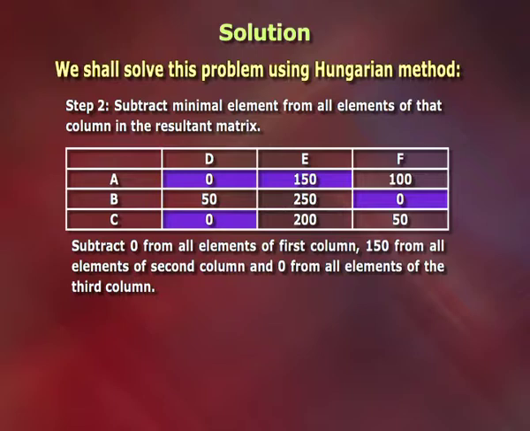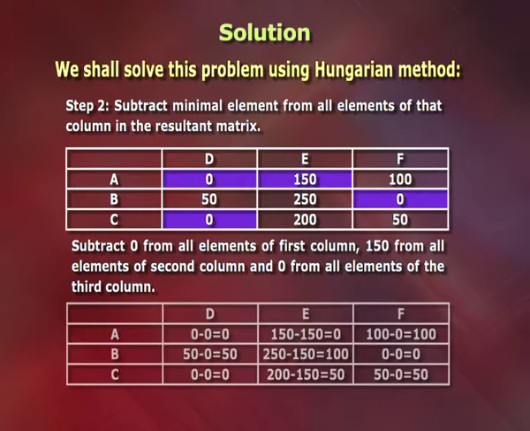So subtract 0 from all elements of the first column, 150 from all elements of second column, and 0 from all elements of the third column. So we get a new table. Column wise, if I say 0 minus 0 is equal to 0, 50 minus 0 is equal to 50, 0 minus 0 is equal to 0, that gives you the first column.